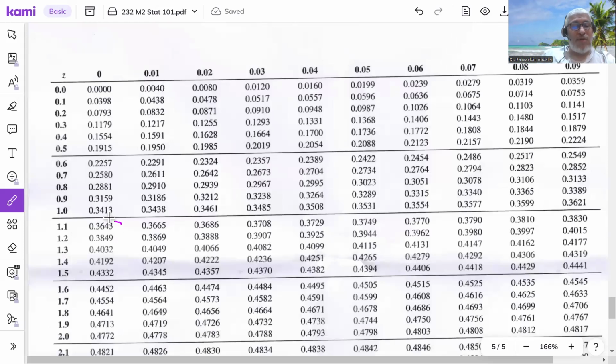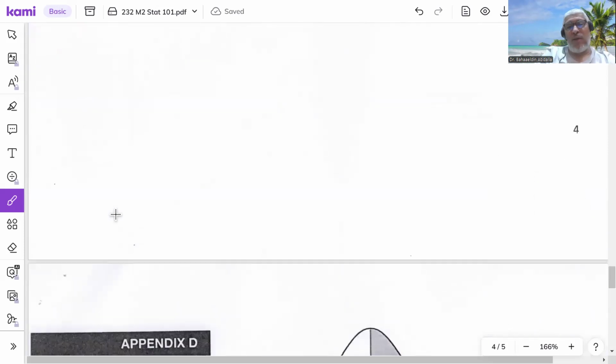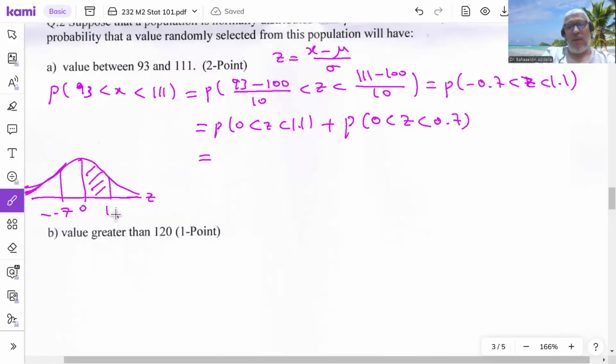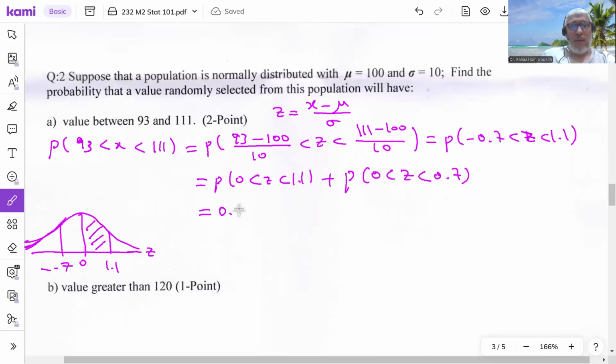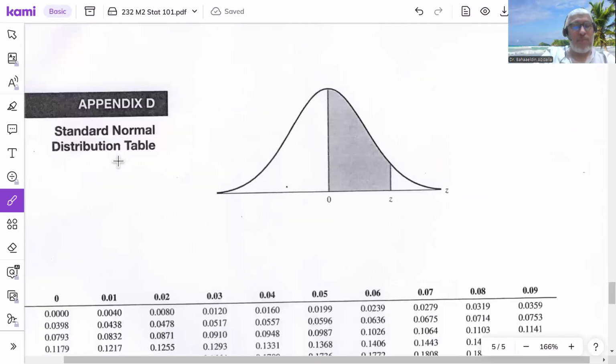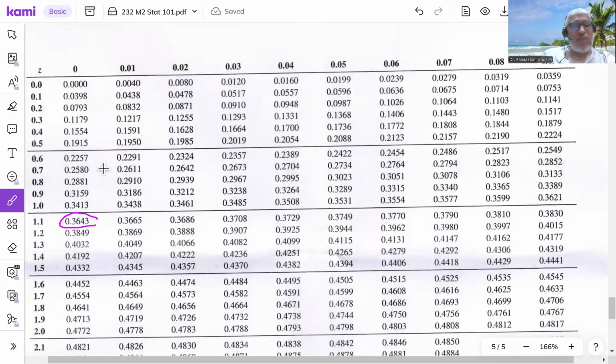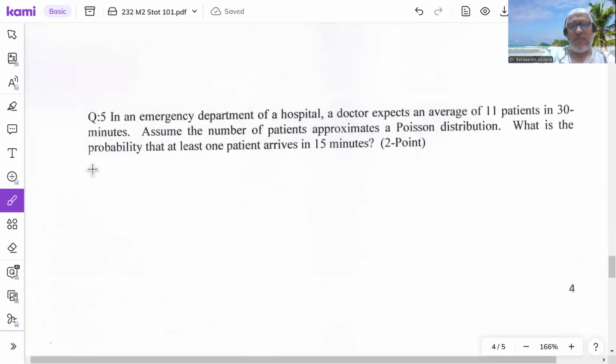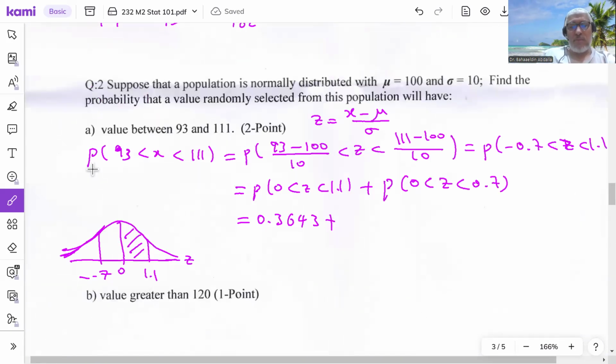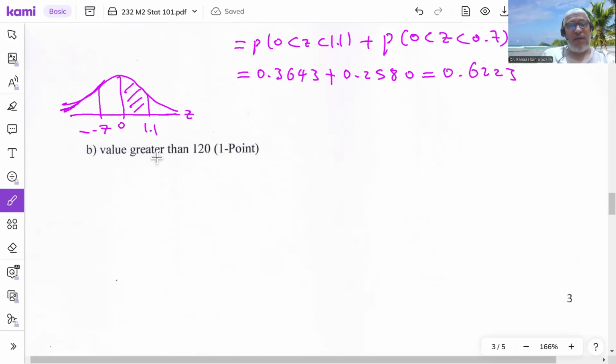So we just go to the table and search for 1.1. This is 1.1. So 0.3643. And 0.7, this is 0.7, 0.258. And you add these two probabilities and write the answer by the calculator. It's 0.6223.